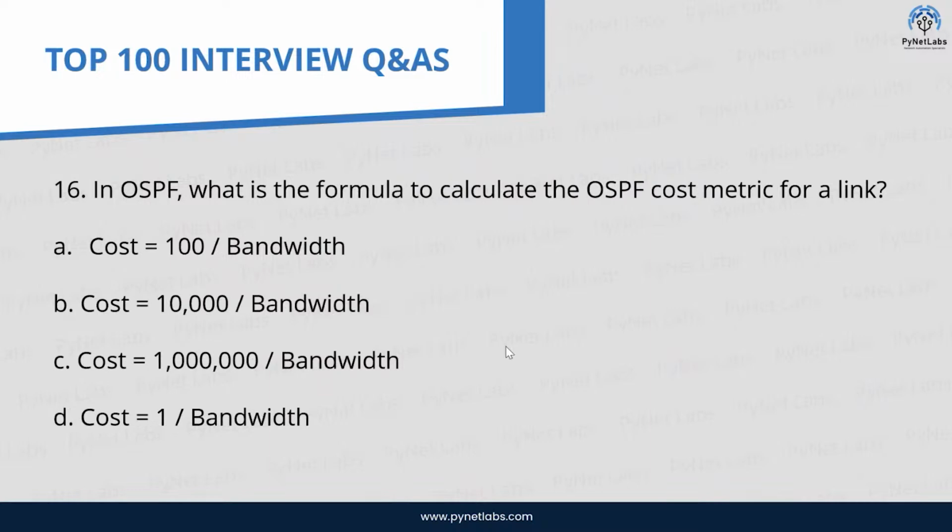Now, in OSPF, what's the formula to calculate the OSPF cost metric for a link? So over here, the answer is going to be the cost, which is 10,000 divided by the bandwidth. So that's just the formula which OSPF is going to use to figure out the cost metric for a link.